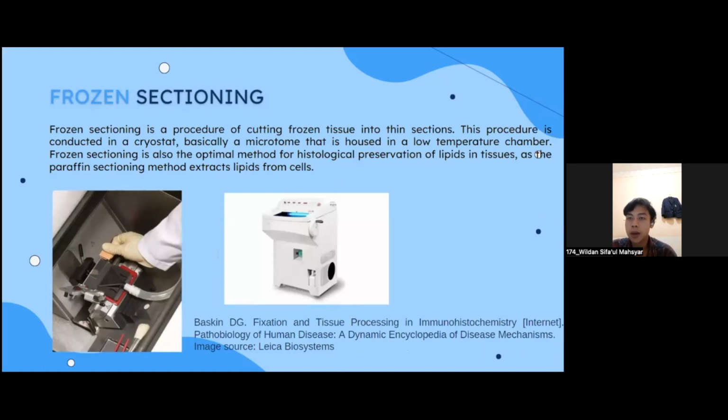Frozen sectioning. Frozen sectioning is a procedure of cutting frozen tissue into thin sections. This procedure is conducted in a closed state, basically a microtome that is housed in a low temperature chamber. Frozen sectioning is also a common method for histological preservation of lipids in tissues, as the paraffin process extracts lipid from cells.